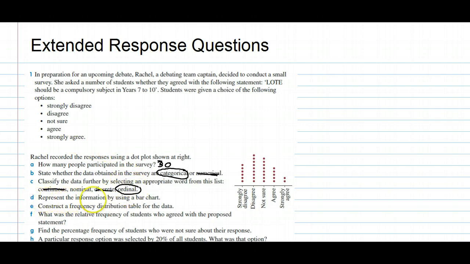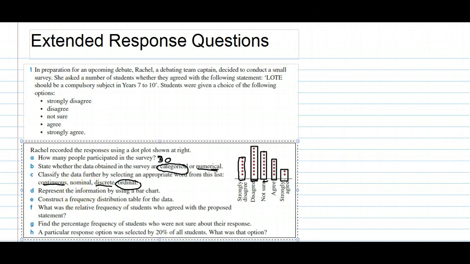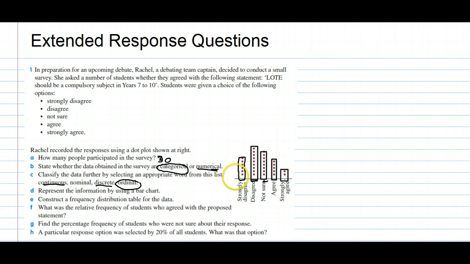In part D, we have to represent the information by using a bar chart. To save time, I've cheated a little bit by putting a bar chart around the dot plot, and I've just added the frequency axis here. Notice that the key features of the bar chart are that there's a gap between each of the bars. The bars correspond to a height, the height of the frequency, which should be matched up with the scale on here, and that's about it really.